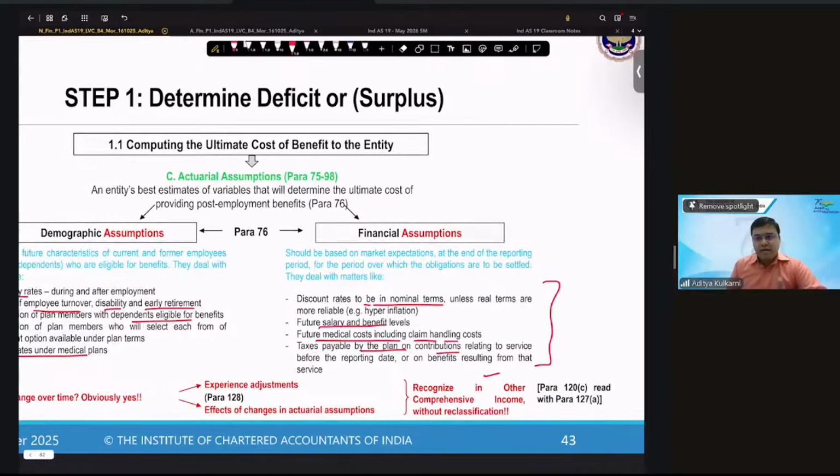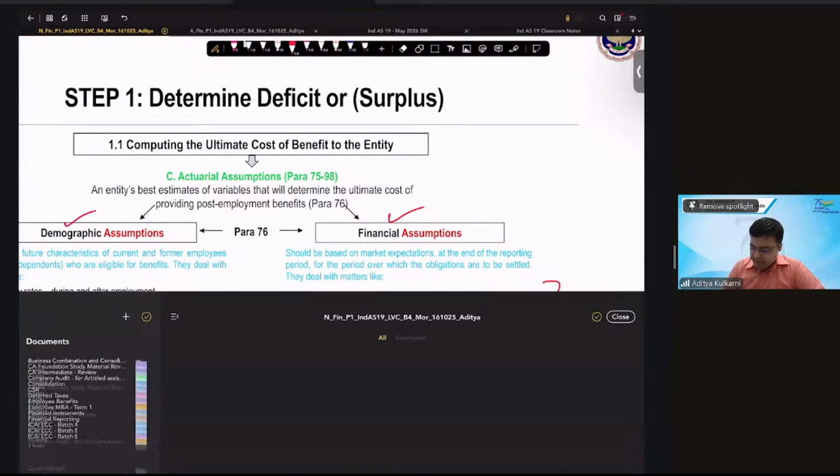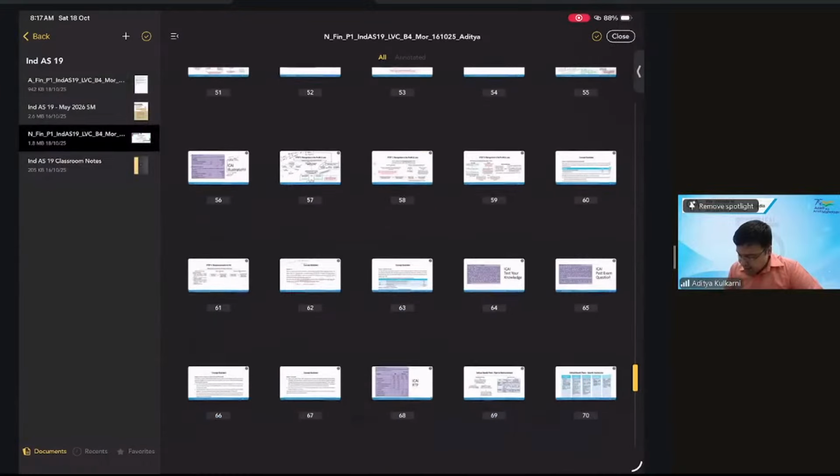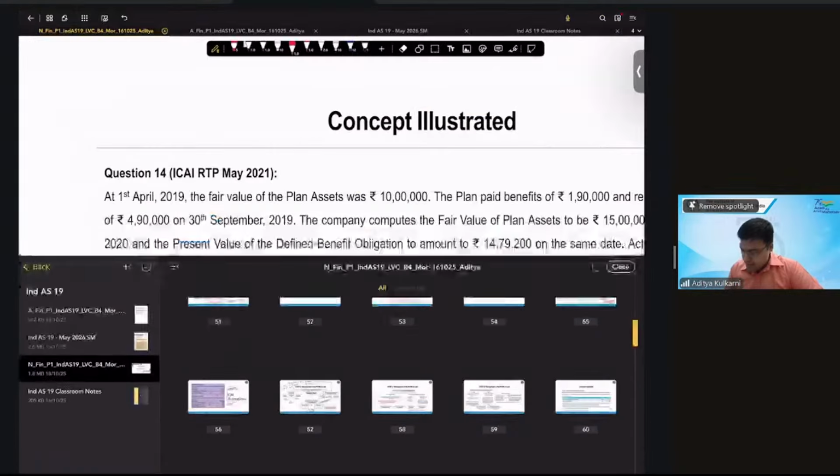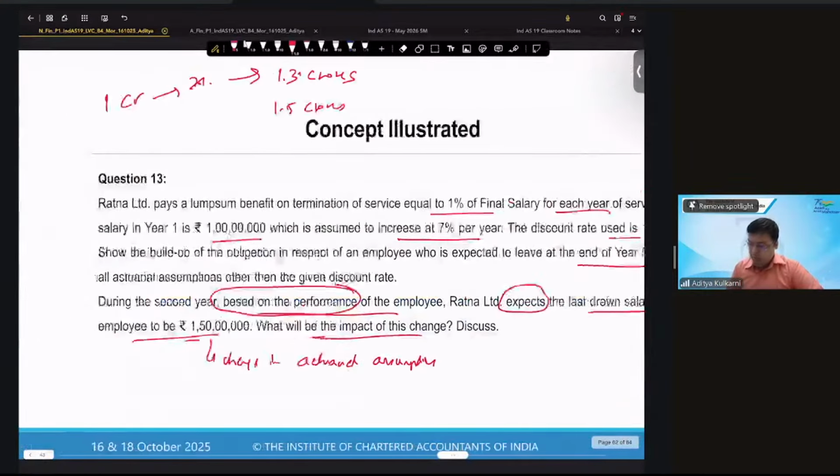Actuarial assumptions. We covered this in the last class. They are of two types: demographic assumptions and financial assumptions. Look at the second line: future salary and benefit levels. This becomes a financial assumption, which is in turn an actuarial assumption. Did you follow? Yes. So what am I doing in this particular question? I am actually undertaking a modification of the actuarial assumption to your actuarial benefit.